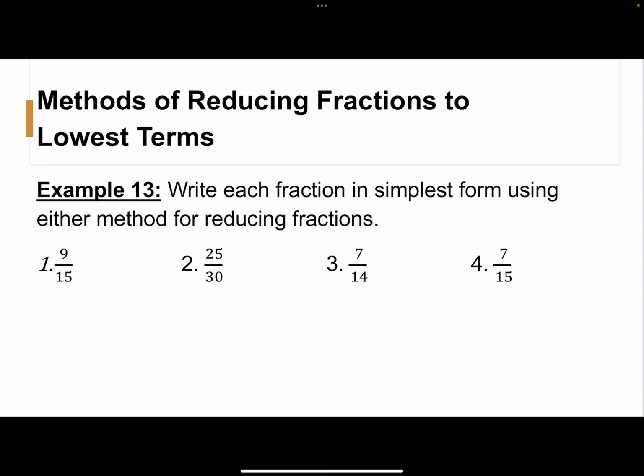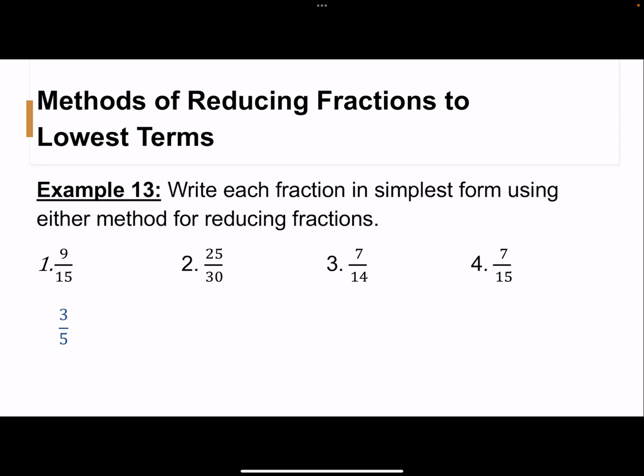All right, so let's do some practice with reducing fractions to their simplest form. 9/15 would reduce to 3/5. 9 divided by 3 is 3. 15 divided by 3 is 5.